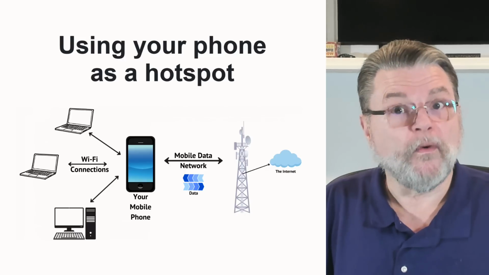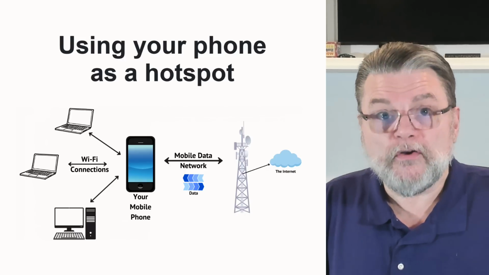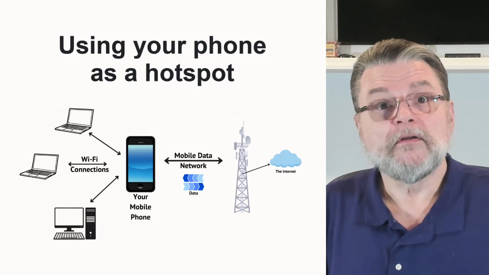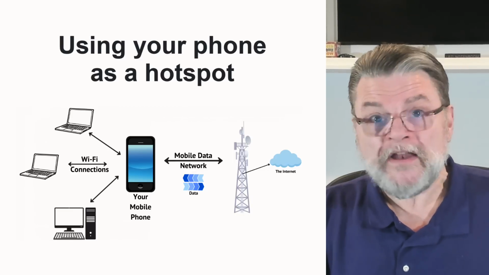Devices connected via Wi-Fi then to the phone can use the mobile device's data connection via the mobile network to reach the internet. When you do this, there's nothing else involved. There's no home internet involved. There's no other ISP involved. Your phone simply acts as a Wi-Fi hotspot wherever you have mobile coverage.